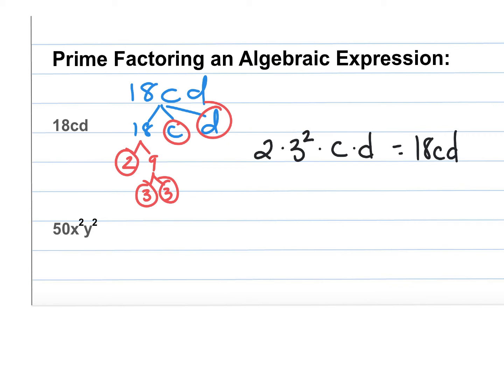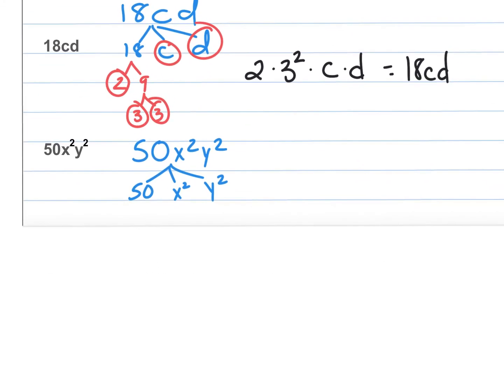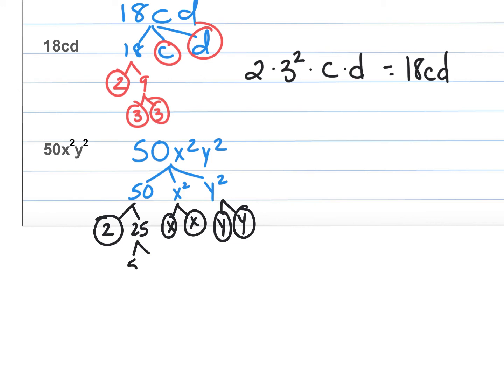For 50x squared y squared, similar, I'm going to split up my variables and my number. So I know that this has 3 factors. We have 50, x squared, and y squared. What you might remember about square numbers is that it's a number times itself. So I can actually factor these out to be y times y. Now I can't factor that any further, so I'm done. X squared is x times x, so now I can't factor that anymore. So for 50, I know it's 2 and 25. 2 is prime. 25 is 5 times 5, both of those being prime.